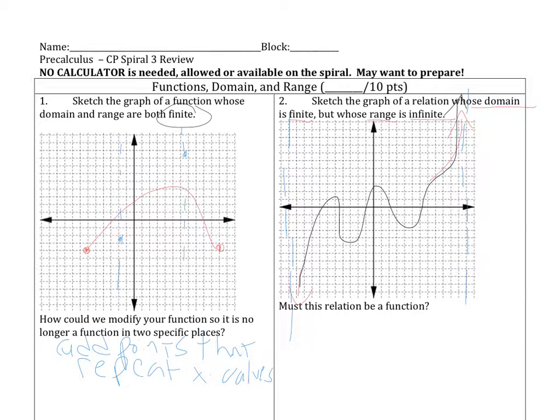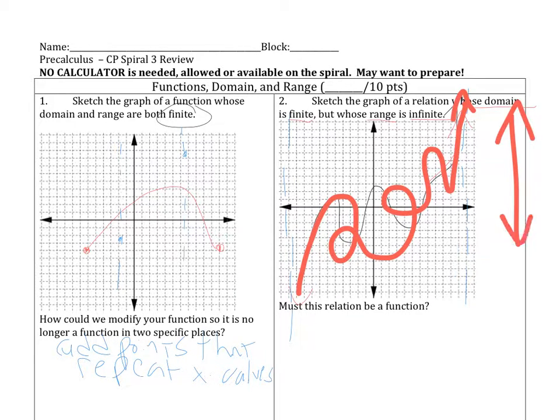There are also some ways that you could do this without actually making a function. For example, if I wanted to, I could make some kind of a squiggle mess like this. That's fine. Or I could even make a single vertical line, and that would be a relation with an infinite range, but a single point for the domain.